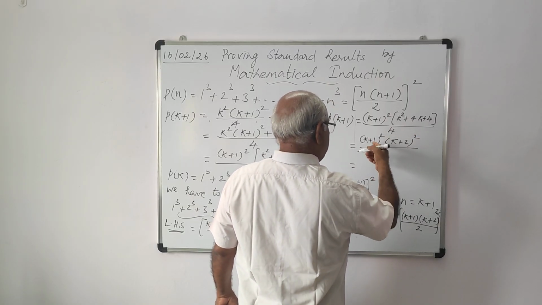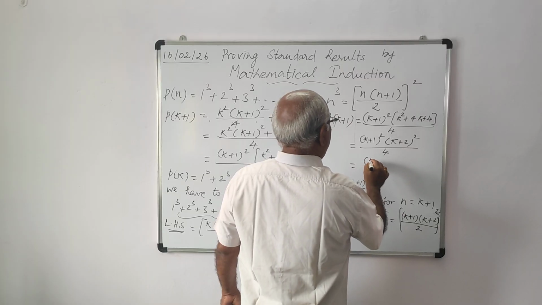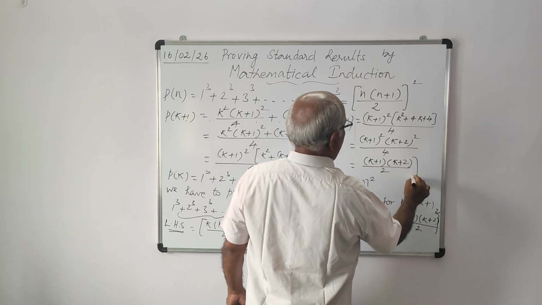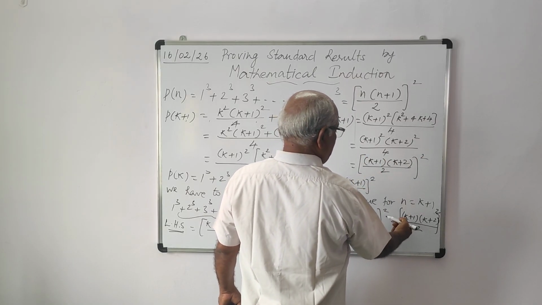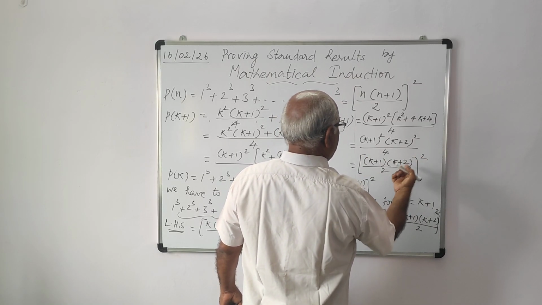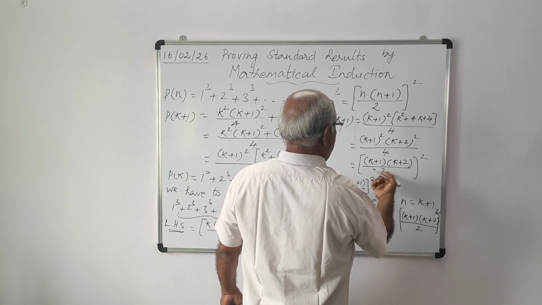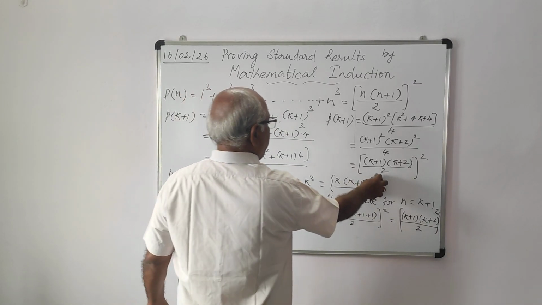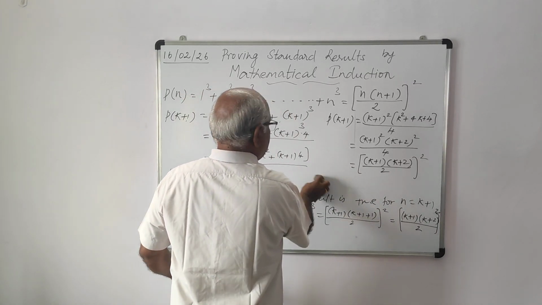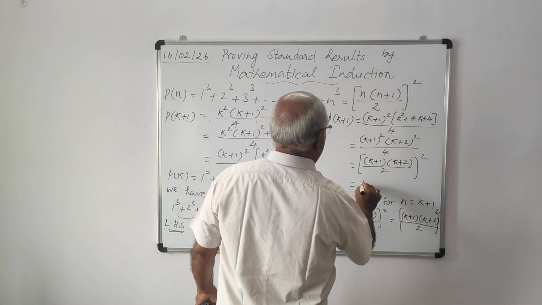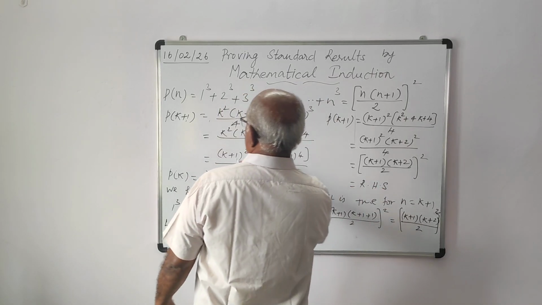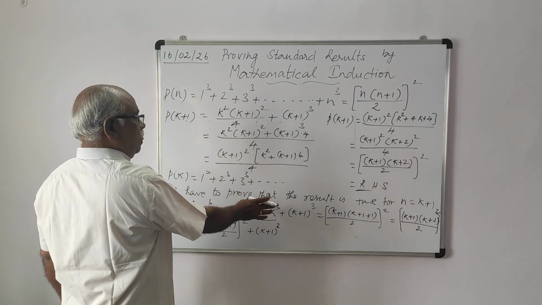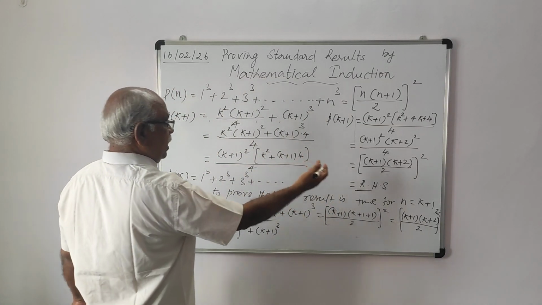Now, taking square as a common term for both the numerator and denominator, (k plus 1) into (k plus 2) by 2 the whole square, which is equal to our required right hand side answer. So LHS equal to RHS. Therefore, this is proved for n equal to k plus 1.